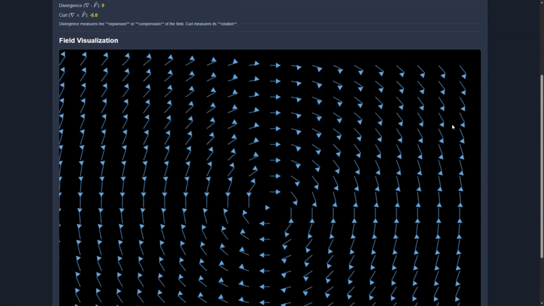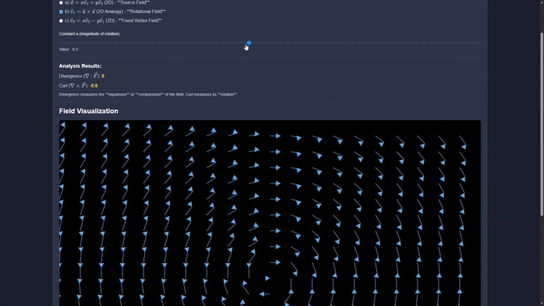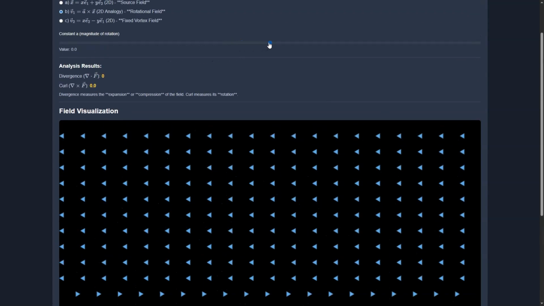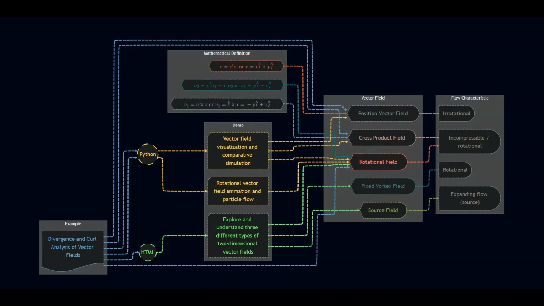To see the field in action, researchers use dynamic animations where virtual particles are dropped into the flow. These particles move frame by frame, looking at the velocity of the field at their current location and stepping forward a tiny bit in that direction.